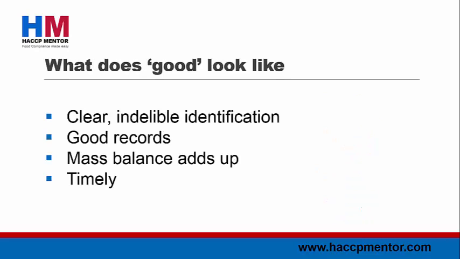Like any audit evidence, there is a benchmark of what good looks like. When evidencing raw material and finished product traceability, all records and documents should be clear with indelible identification. This means that at any point in your process, the material should be identifiable. Labels should be clear and not rubbed off or unreadable. Good records. All traceability records should be available for review. The mass balance adds up.